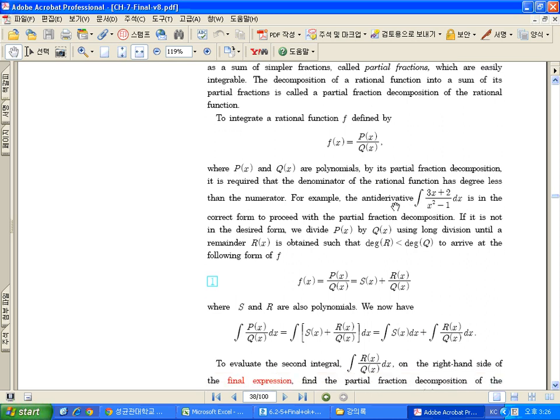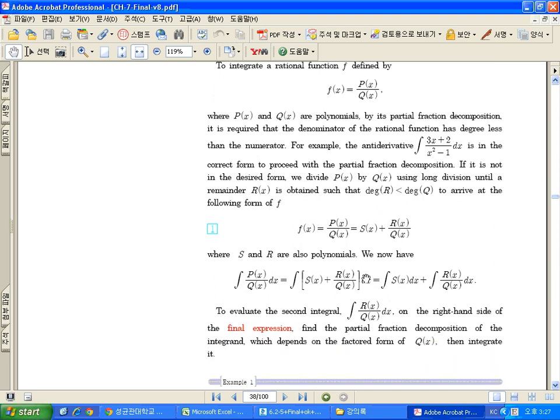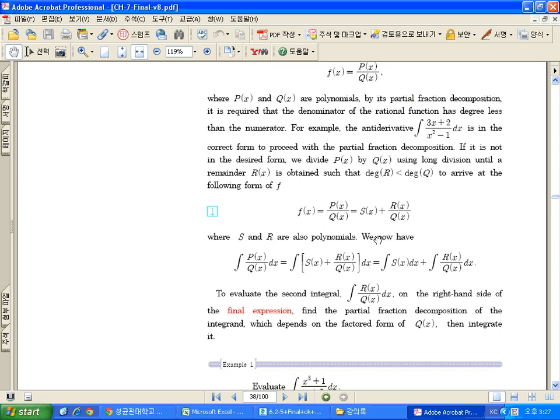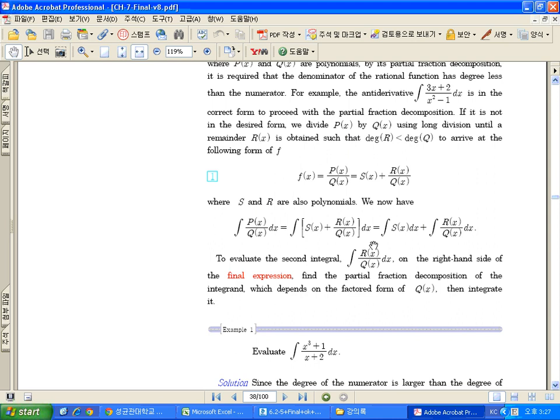For example, the antiderivative of this function, this integral, is in the correct form to proceed with the partial fraction decomposition, like this. These rational functions can be written as this, where s and r are both polynomials, but the degree of r of x is less than the degree of q of x. That can be done by the Chinese remainder theorem.